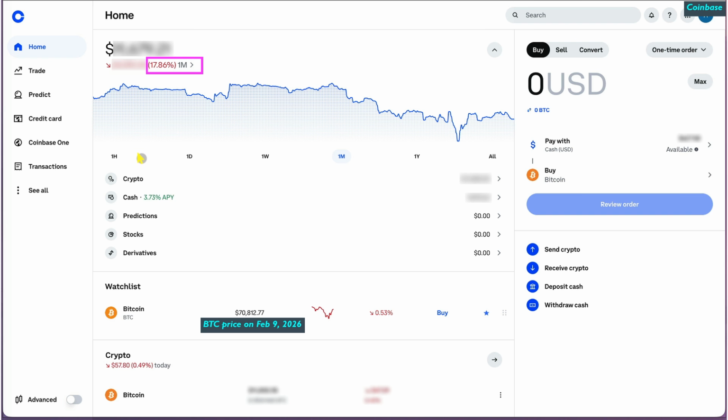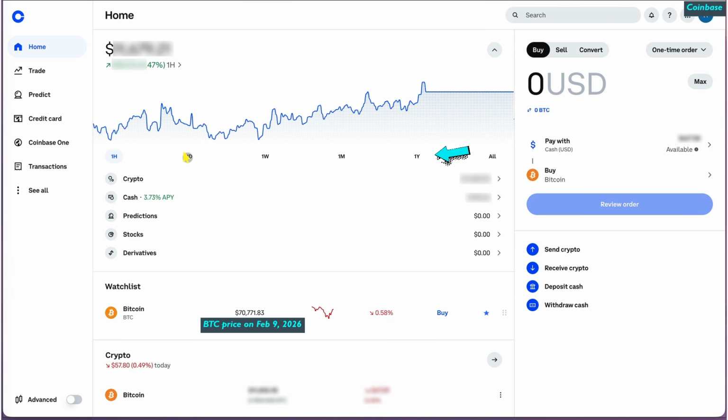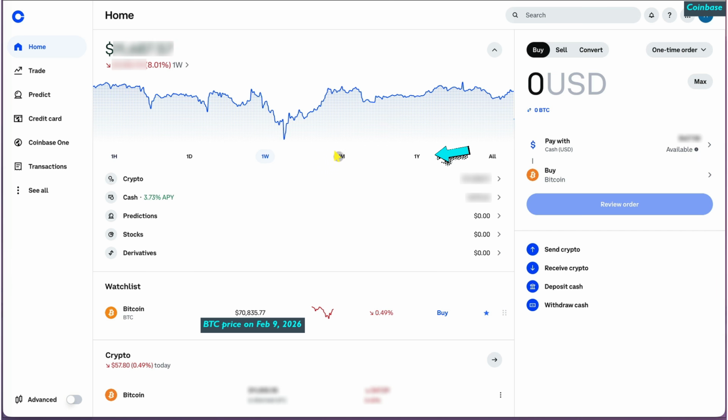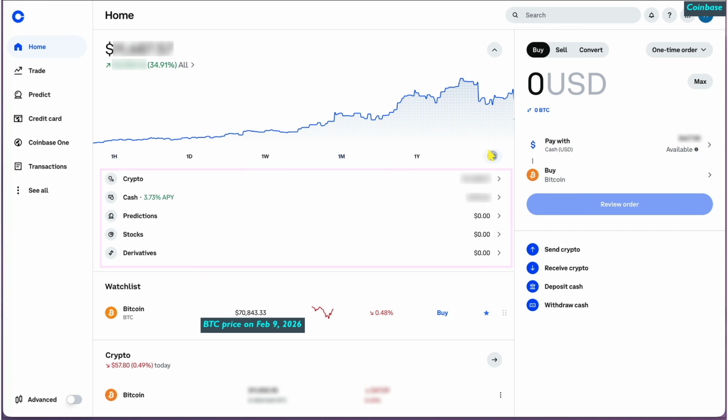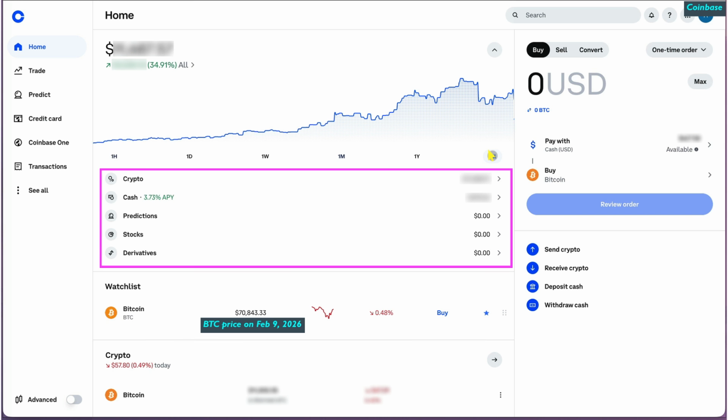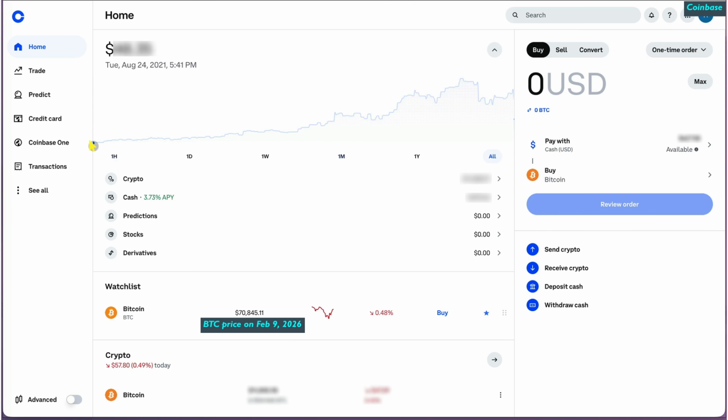return amount, and your percentage return across all time periods. You can filter this view by 1 hour, 1 day, 1 week, 1 month, 1 year, and a lifetime. Your portfolio includes crypto, cash, derivatives, and now new predictions, which we won't cover here.